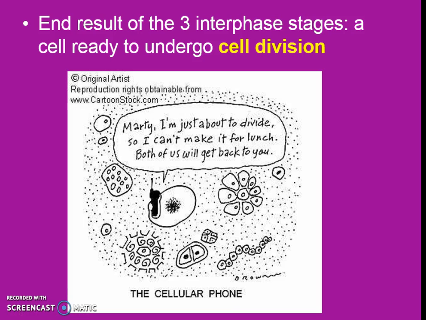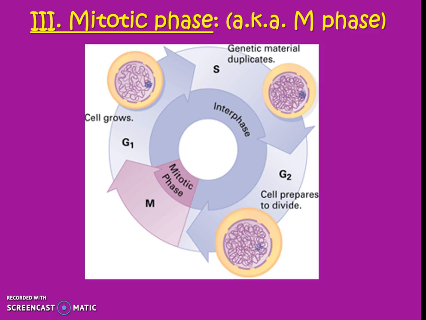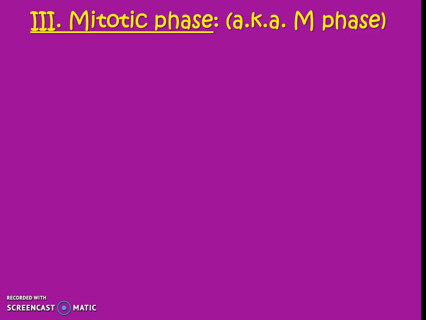We're now ready to undergo cell division. And that is called mitosis or mitotic phase. That's what we call the M part. So this is much shorter. Okay, and that's okay because all of this stuff happens pretty quickly usually for most types of cells.